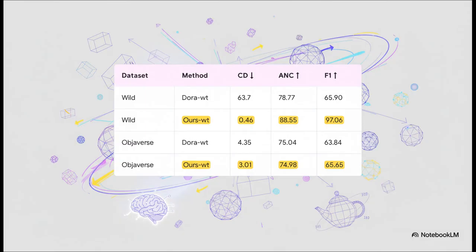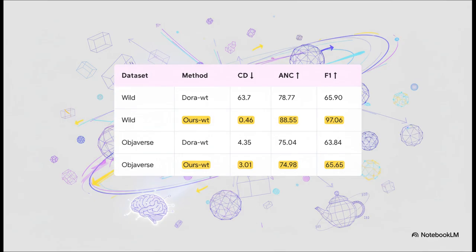First, let's look at the raw numbers for just the remeshing part. Turning a messy model into a clean one. Check out the results on the wild dataset. This is a tough one. We're looking at chamfer distance. Lower is better here. The old method gets a 63.7. Sparc3D gets, wait for it, 0.46. That's not just a little better. That's over 100 times better. It's a complete game changer.